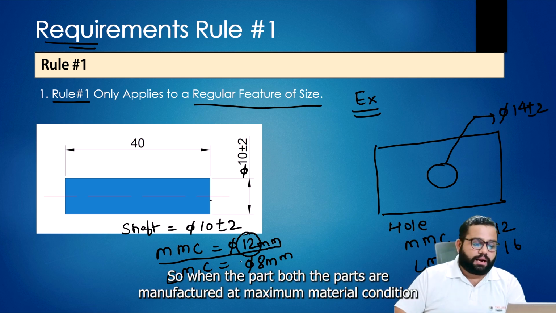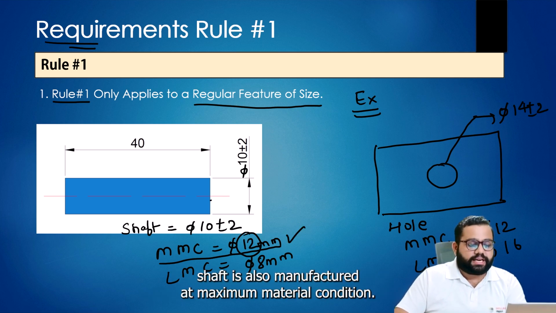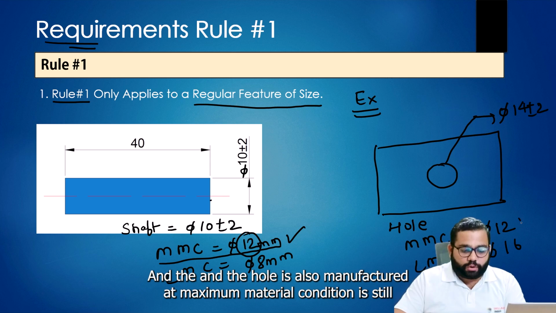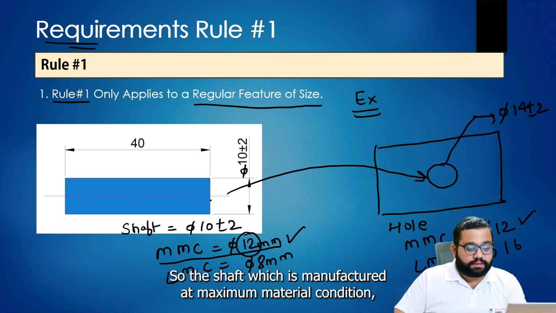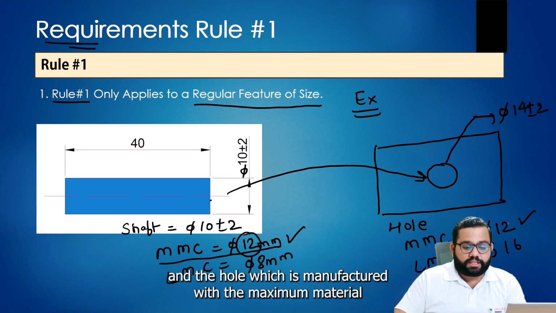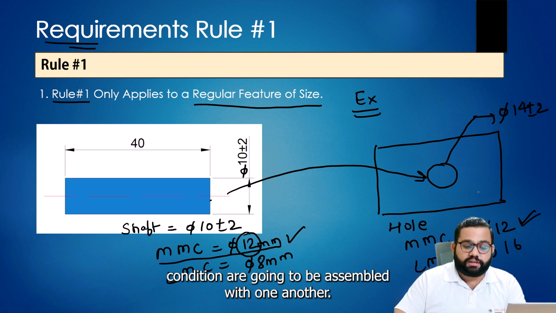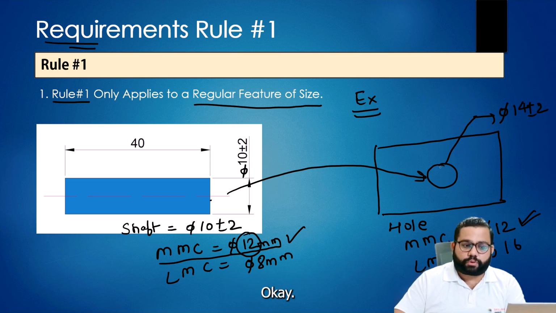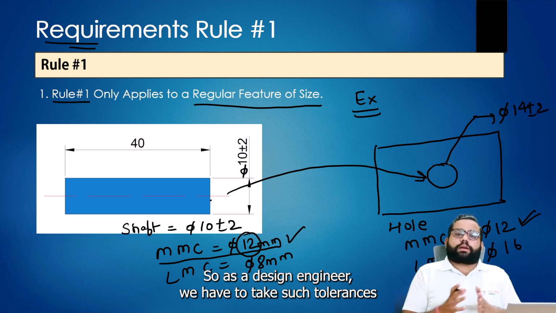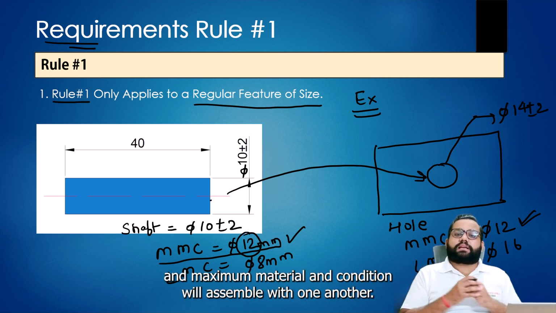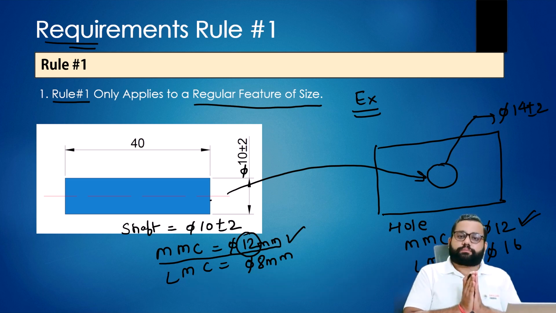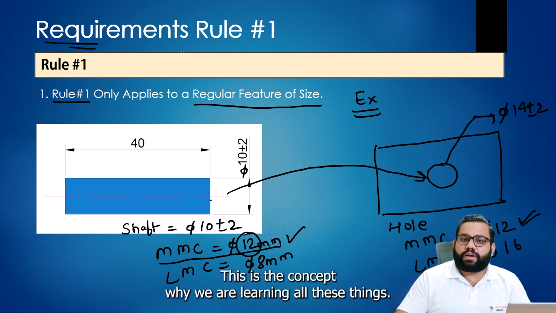So when both parts are manufactured at maximum material condition, the shaft is manufactured at maximum material condition and the hole is also manufactured at maximum material condition, still they are going to be assembled with one another. As a design engineer, we have to take such tolerances in the design that both parts at maximum material condition will assemble with one another. This is the concept why we are learning all these things.